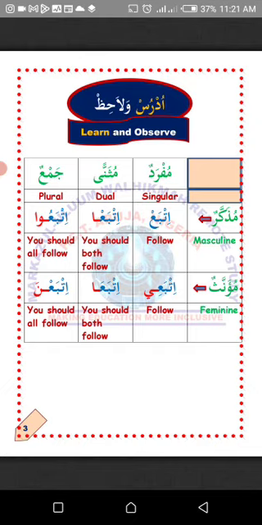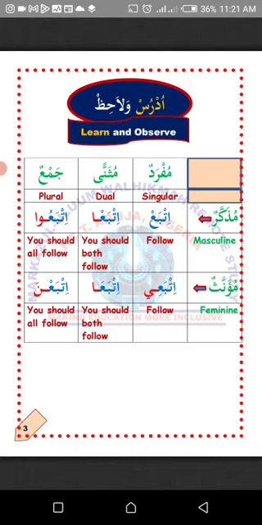Plurality in Arabic starts from three upward, unlike English where it starts from two upward. I repeat, plurality in Arabic starts from three upward, unlike English where it starts from two upward. Then we talk about mudhakkar. Mudhakkarun, masculine, is a word in Arabic that represents a male person or a male object. Just like the verb itiba can only be used to command a single male person to follow.